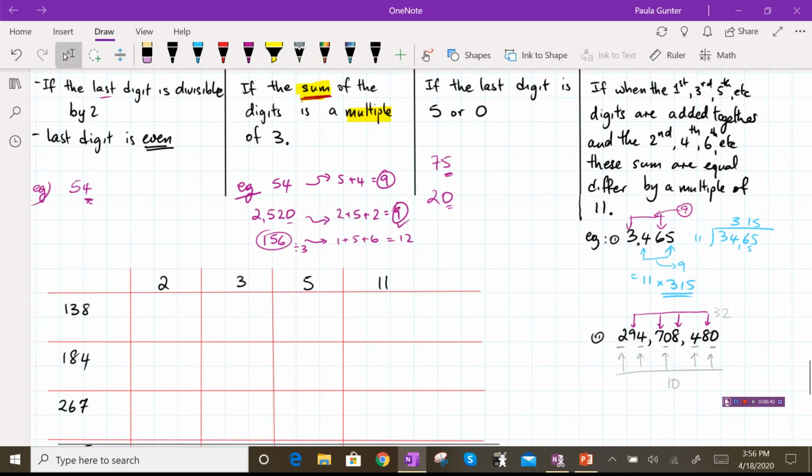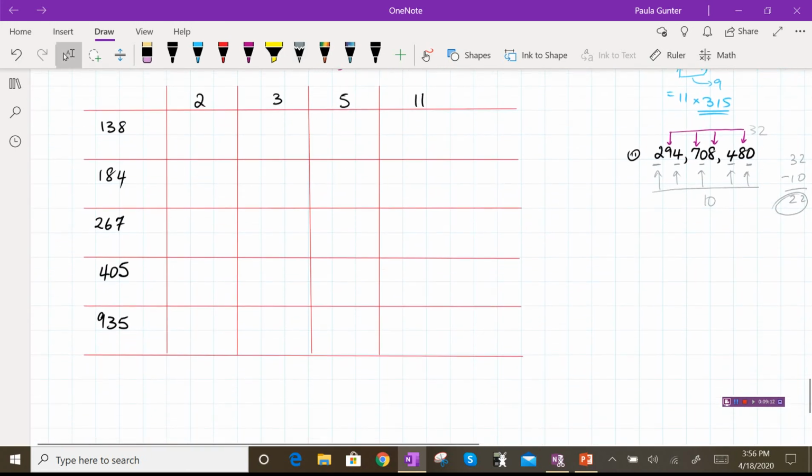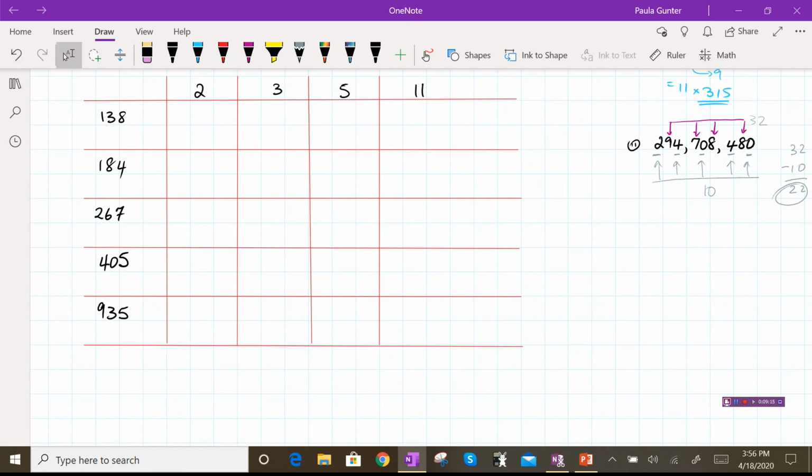Remember what this said? It says that if they differ by a multiple of 11, so let's look at the difference between these. 32 minus 10 is 22, and this 22 is a multiple of 11, so if I divide this number, 294,708,480, by 11, I will not end up with a remainder. It will be divisible. Let's just quickly see if you can identify of these 5 numbers here, which ones will be divisible by 2, 3, 5, or 11.